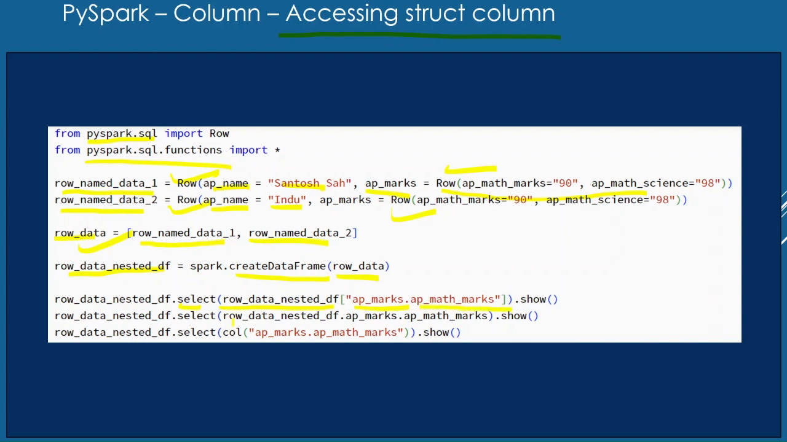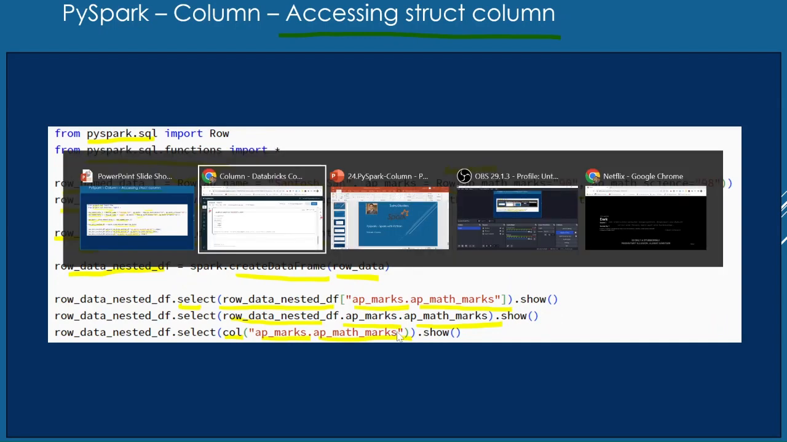Second way, with the help of a dot operator: name of the data frame, name of the struct column, dot, name of the column which is present in the struct type. Third one is with the help of the col function: name of the struct type column, and this is the name of the column which is present in the struct type. Okay, let's see how it works in Databricks.